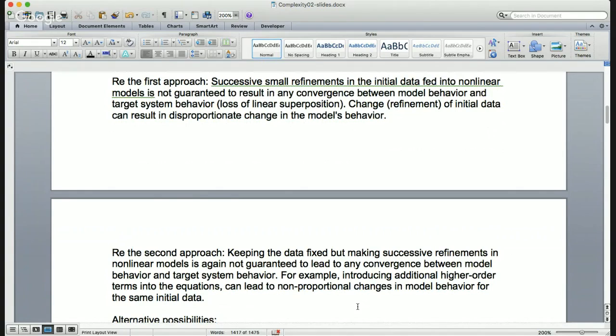Now, even if a small refinement to the model is made in the right direction, there is, again, no guarantee that the nonlinear model will monotonically improve in capturing the target system's behavior. The small refinement in the model, again, may very well lead to the model behavior diverging from the system's behavior.